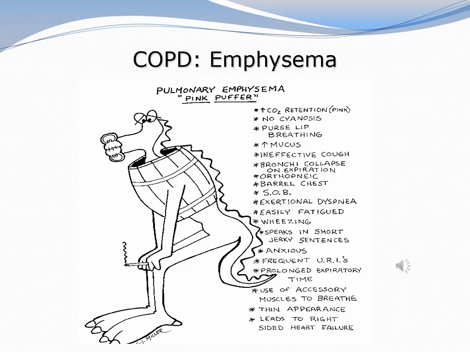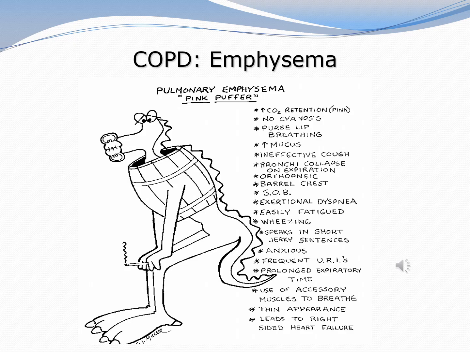As with the blue bloater, we also have a picture for our emphysema patients, and that is the pink puffer. So in these patients, they're going to be a lot thinner. You're going to have increased CO2 retention, which is going to cause them to be pink, which is where you get the pink puffer. They are not cyanotic like they are in chronic bronchitis. These are the patients who are going to be taught how to do the pursed lip breathing, which we'll show you a little bit later. They do have an increased mucus production, ineffective cough though, so they are not very successful in moving that mucus.